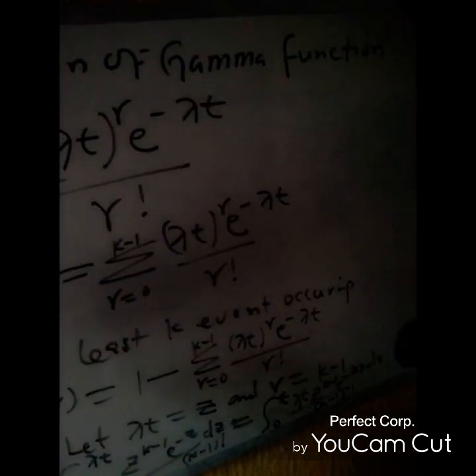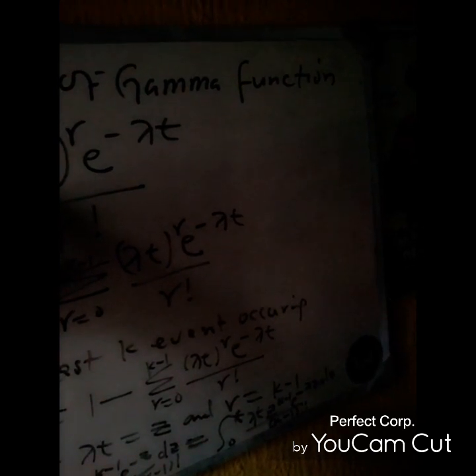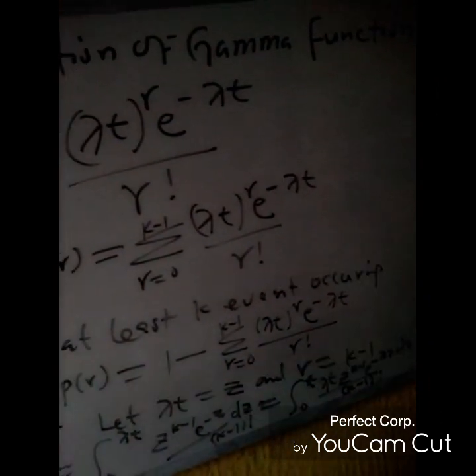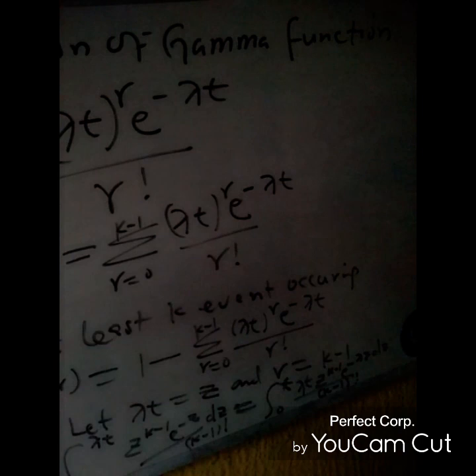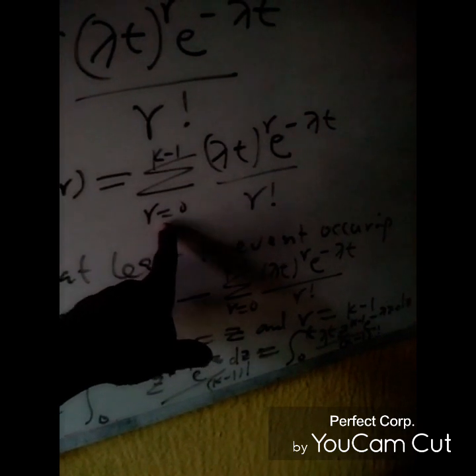Now, if you consider this Poisson distribution, the events are occurring at the rate of lambda and at time t, and you consider it occurring up to k minus 1 times. Because it's a discrete distribution, you have the summation of r running from 0 to k minus 1 of (lambda t) raised to power r, e raised to power minus lambda t, all over r factorial.